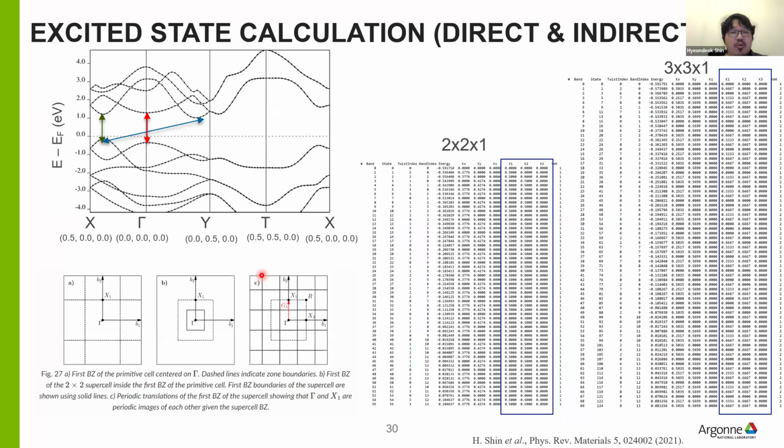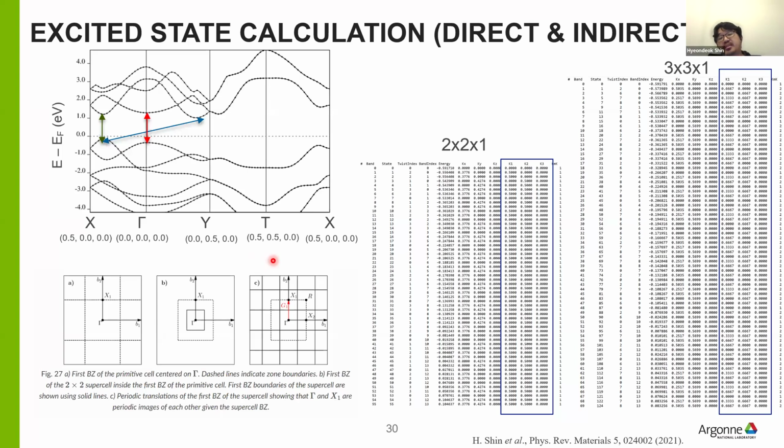3. Figure 3 shows the periodic translations of the Brillouin zone of the supercell, and we see that the X1 point, which was on the zone boundary in the Brillouin zone of the primitive cell, will appear in the center of the Brillouin zone of the supercell via the reciprocal lattice translation G1. So we are able to see the X1 point and the gamma point together in the center of the Brillouin zone, which is usually called band folding.